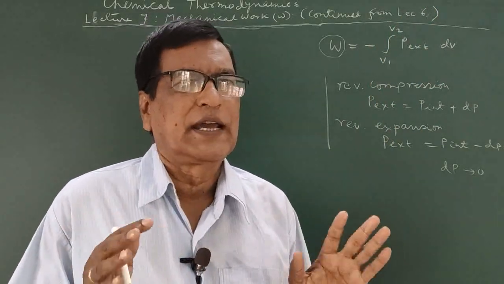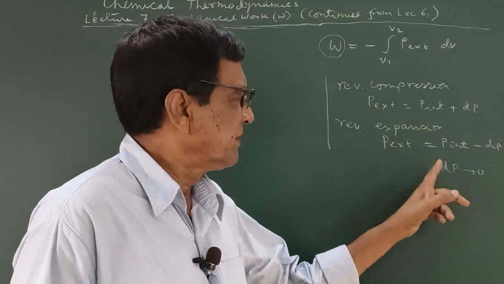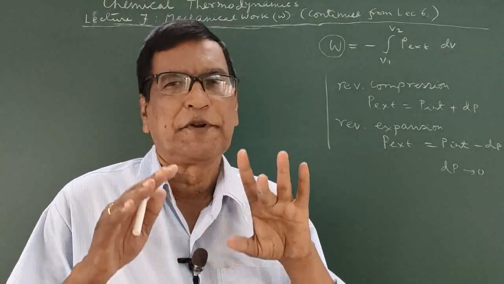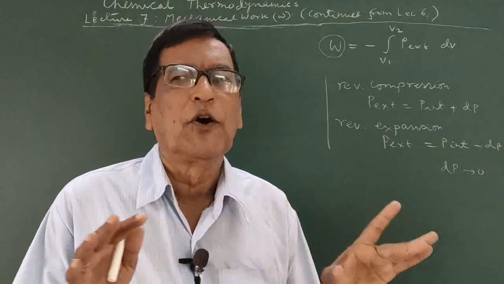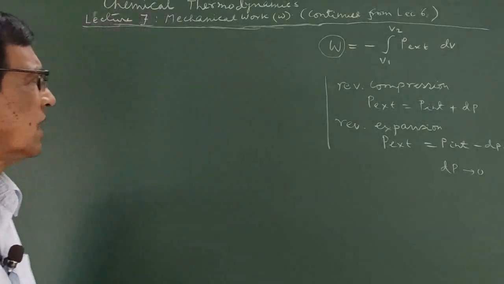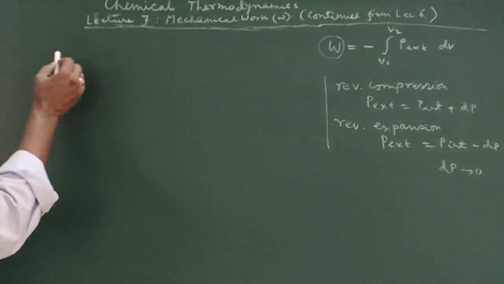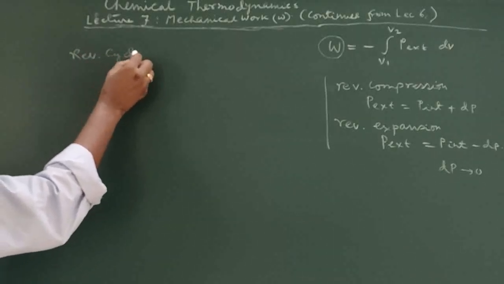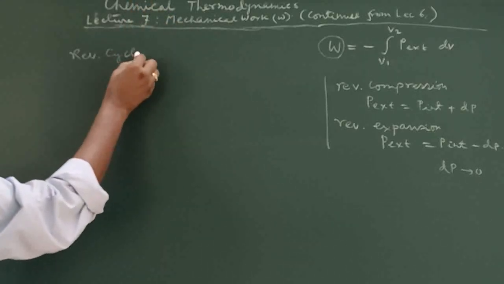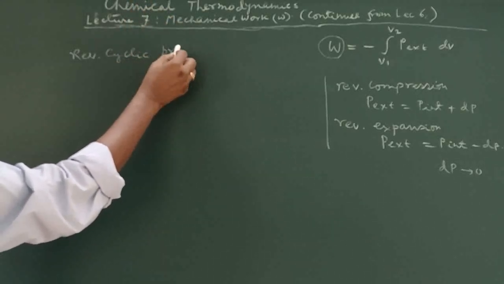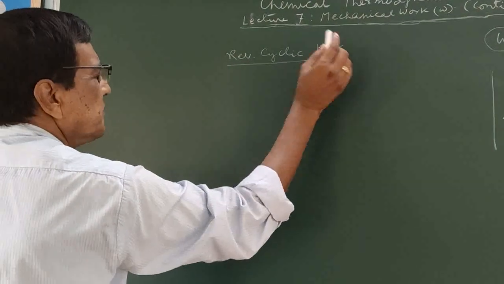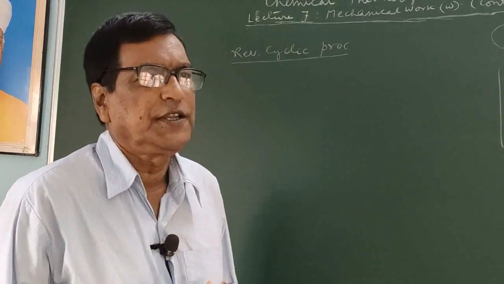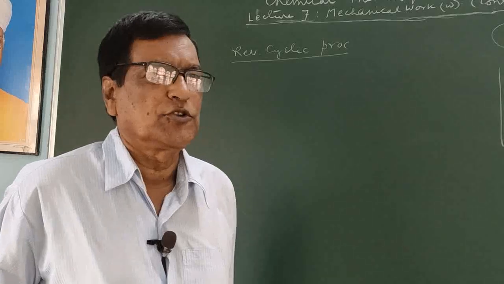It is to be remembered, I have already told, the external pressure we can control, but the internal pressure is the pressure of this gas. It is beyond our control. So now, if we consider the reversible cyclic process, what will be the amount of mechanical work involved in case of a reversible cyclic process?